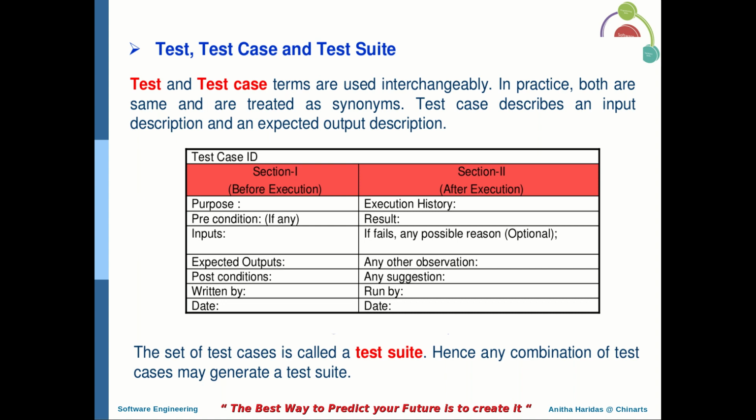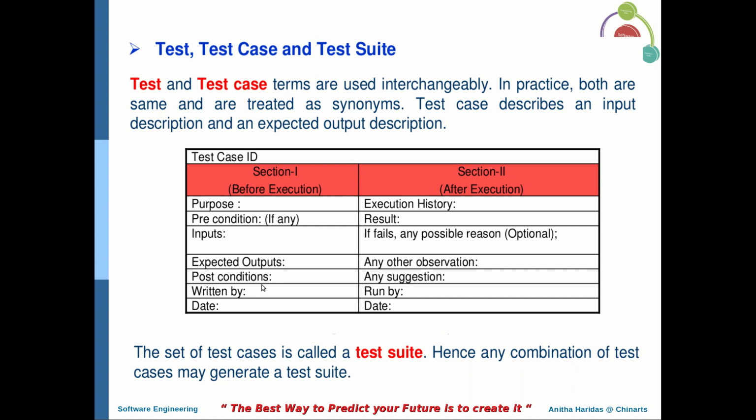Fine. Then what are the inputs you are going to give? You will be giving a set of records for inserting into the database. What will be the expected output? Your records must be inserted into the database, or it must show you some error message. Then what is the post condition? Once you have inserted your record, the database gets updated.